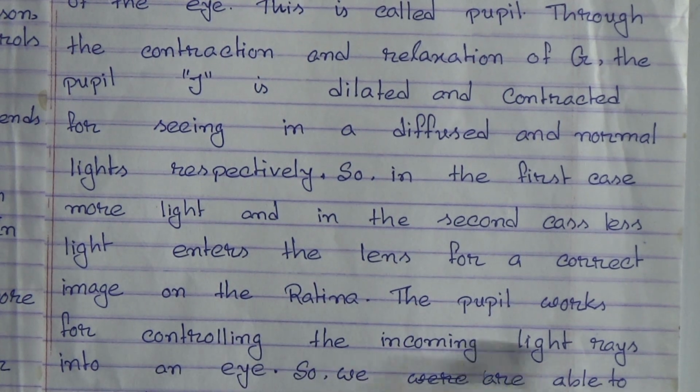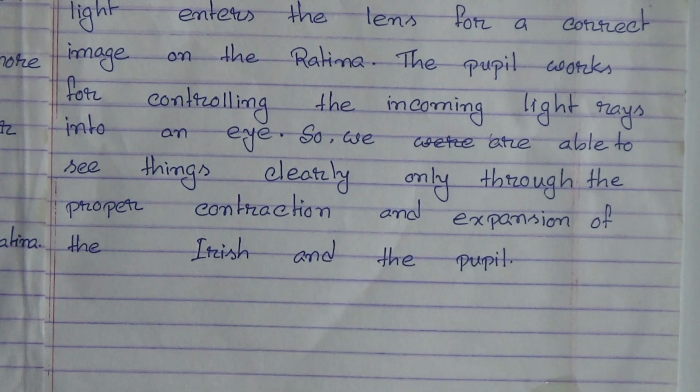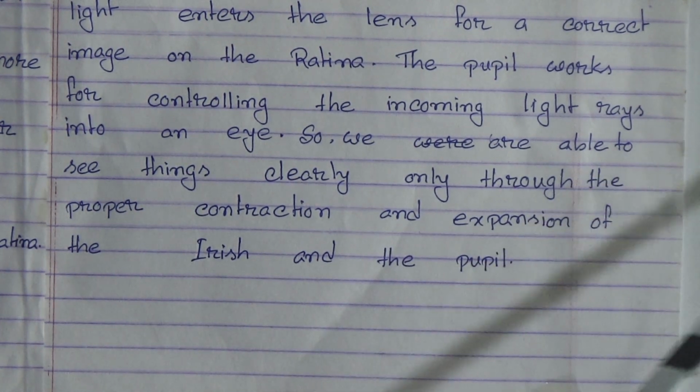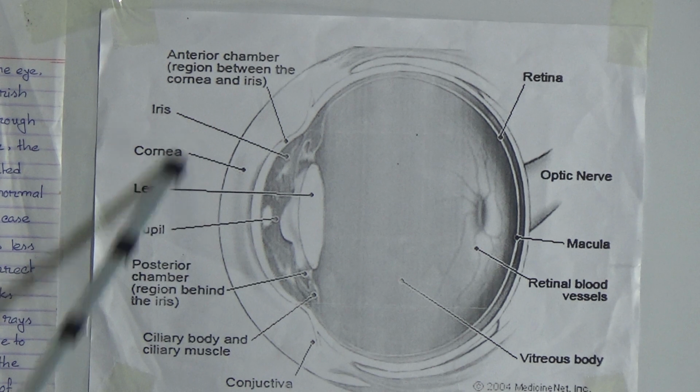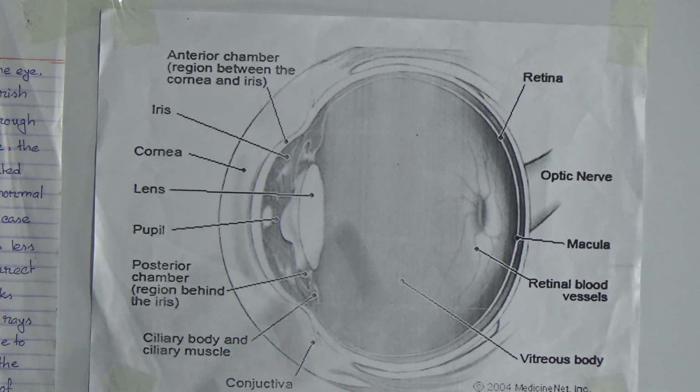So, we are able to see things clearly only through the proper contraction and expansion of the iris and the pupil. Here you see the picture of a pupil and iris. When these two properly contract and relax, then we can see everything properly, because it helps light get inside our eyeball. And when bright light falls into our eyes, it contracts and protects our eyes from the bright light.